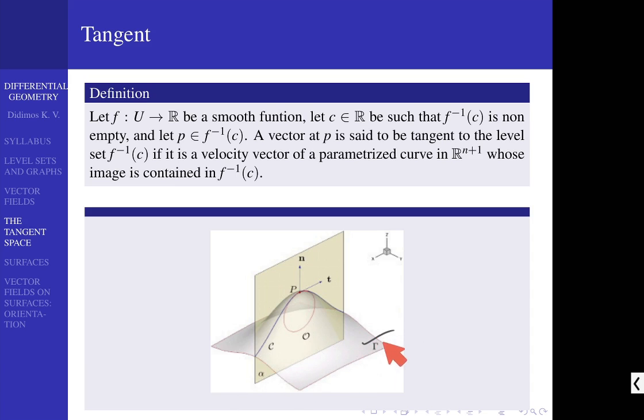Suppose this is our surface. Surface means the level set f inverse c. Then in order to get a tangent vector at the point p of this level set, we need to consider a parameterized curve which is fully contained in this level set f inverse c, and this is its velocity vector. So this vector is called a tangent vector. A velocity vector of a parameterized curve at p is called a tangent vector. The only thing you need to remember is that the parameterized curve should be contained in this f inverse c.